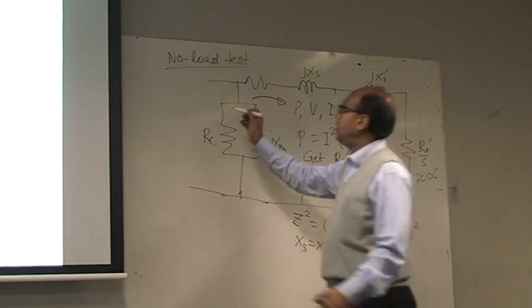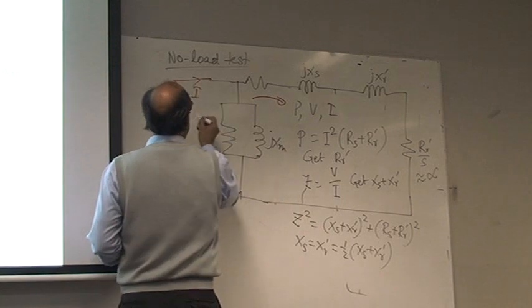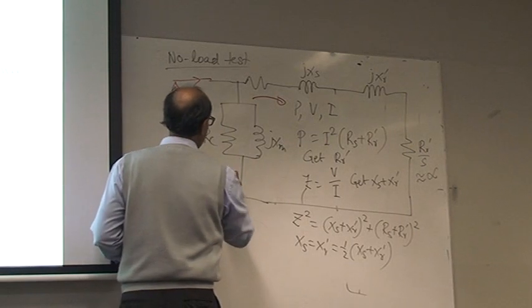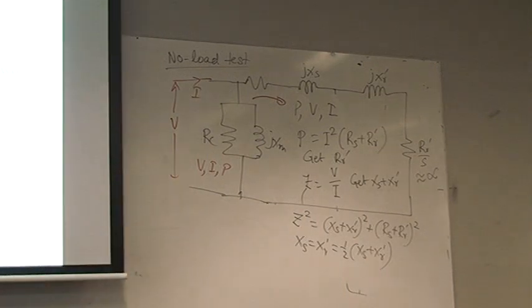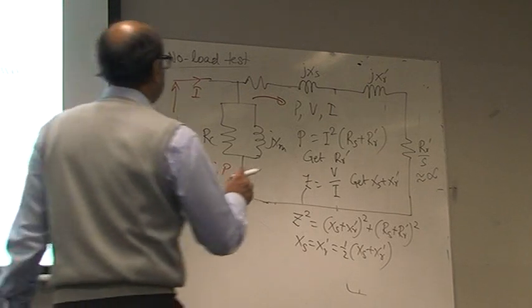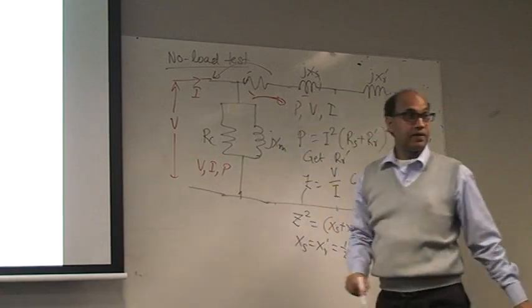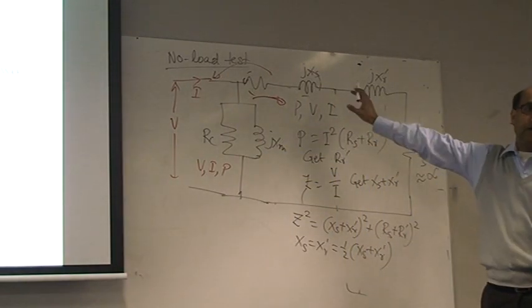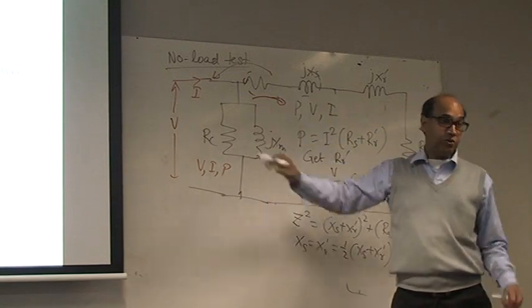So you measure the voltage, current and power. From that, you determine these two. But you can understand this is the approximate circuit. Our actual circuit had these two here, isn't it? Yes. So there will be some influence of these two on those parameters.